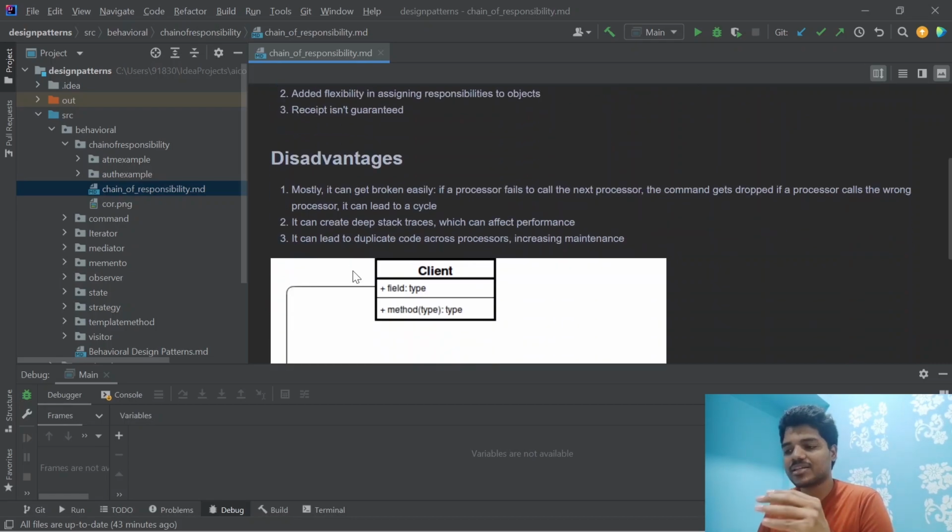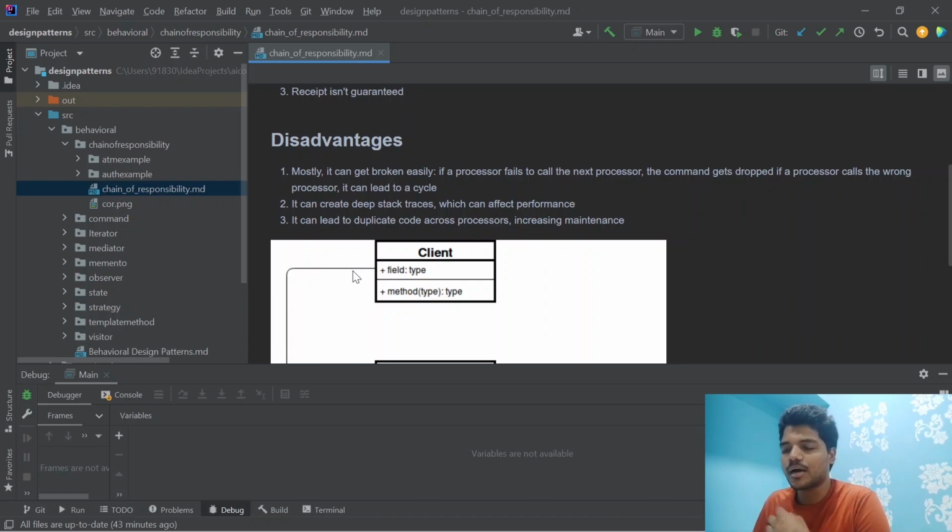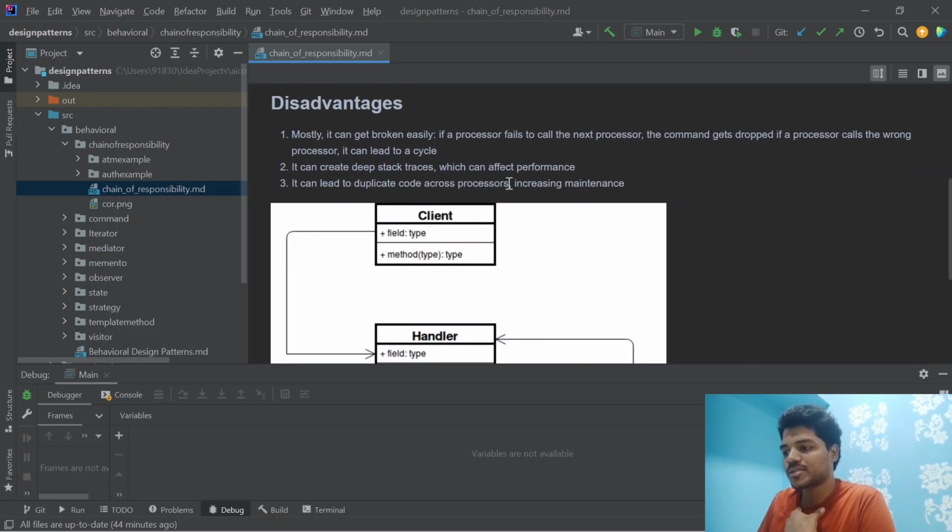We can also check the disadvantages, because this is not a mostly used principle across the world, as it has its own disadvantages. Let's say you are all standing in hot weather. Suddenly the fifth person faints, so the fourth person doesn't even know whom to call. It will break the chain, right? The fifth one should be the responsible person, but because of this service being down, the chain breaks. Also, it creates deep stack traces whenever it sends to the wrong person. It might keep happening recursively, and it will affect performance also. It can lead to duplicate code across processors, increasing maintenance.